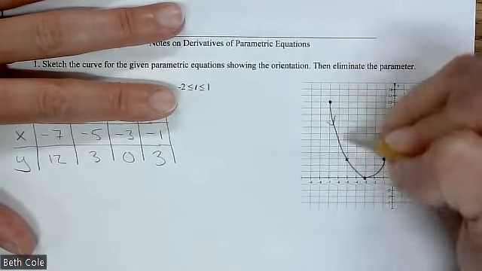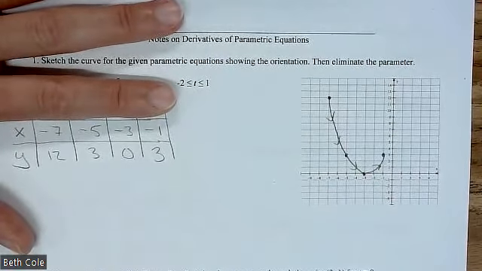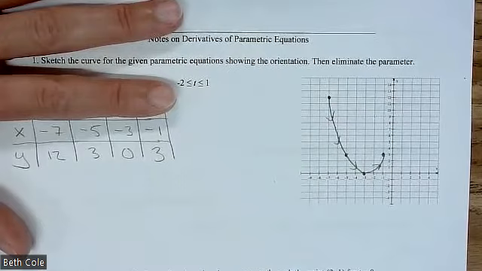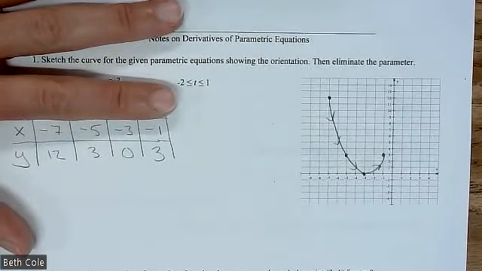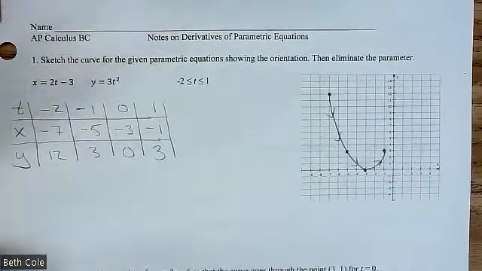Parabola. And whenever we eliminate the parameter, which is the next thing that we're going to do, we should get something that is an equation of a parabola. Like there should be a squared in there. Okay. Does that look like what you all got? Okay. I feel like that's easy peasy.